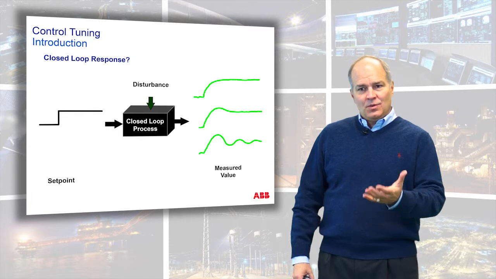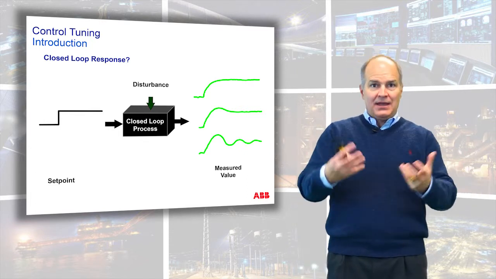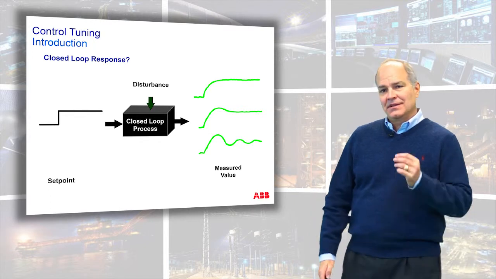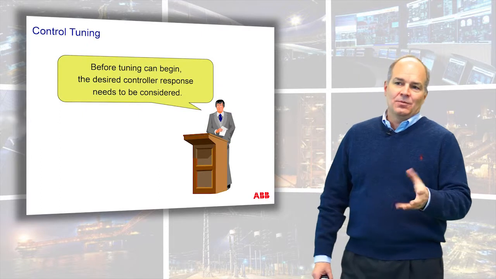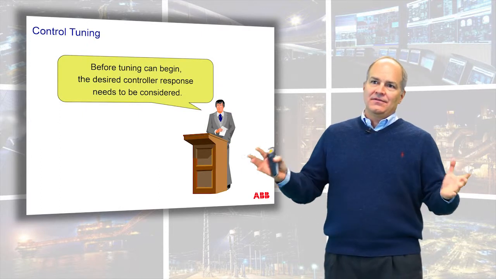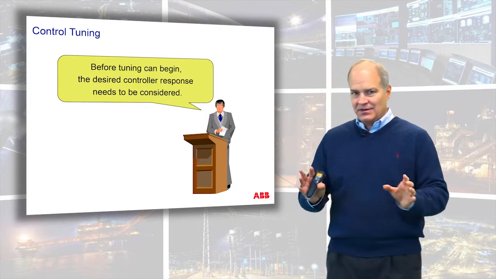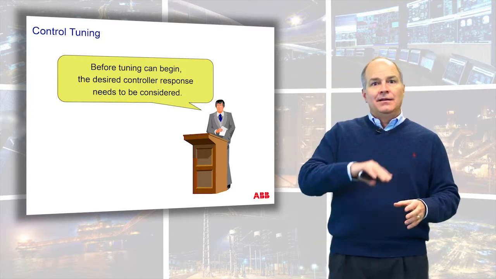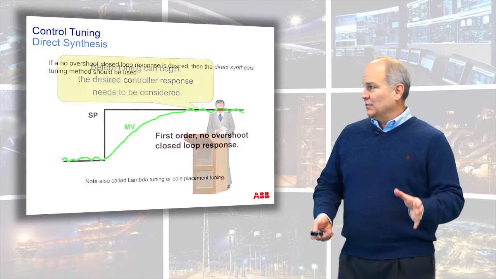Once you know what kind of response you want, then with the process, you make what you want by adjusting the tuning parameters. That's what we're going to talk about in this particular discussion. You have to decide what you want. There are a lot of different discussions, and if you get into phase leads and gain margins, we're not going to talk about that. We're basically going to say, do you want to have an overshoot, yes or no? And so we'll talk about that.